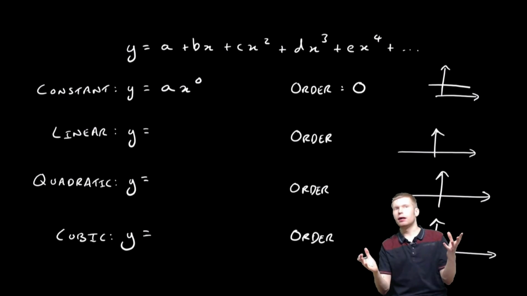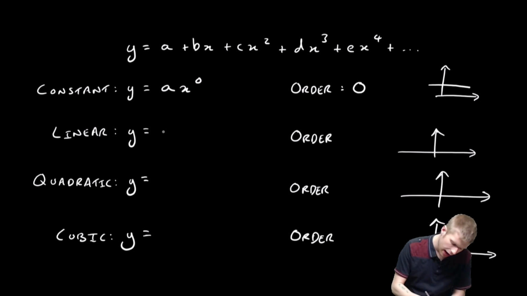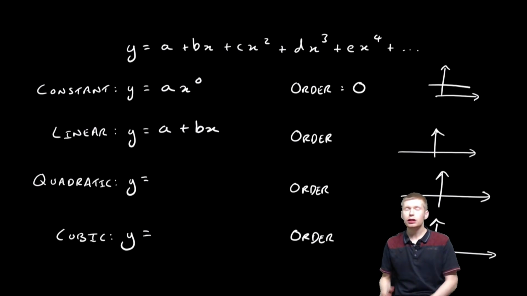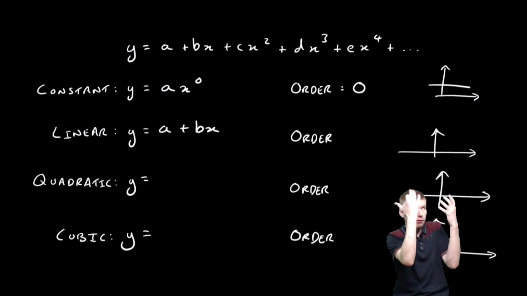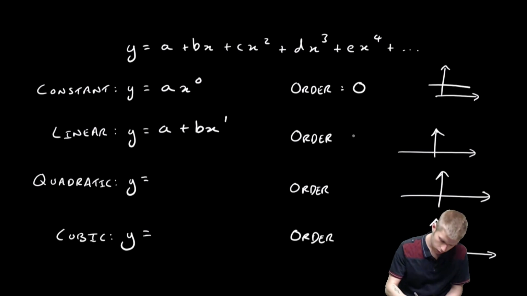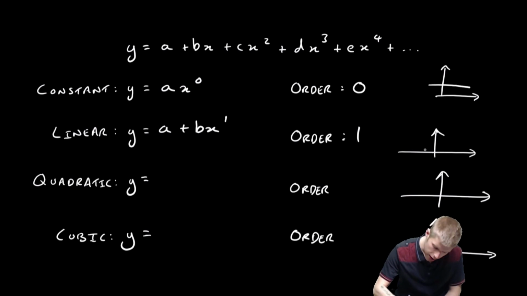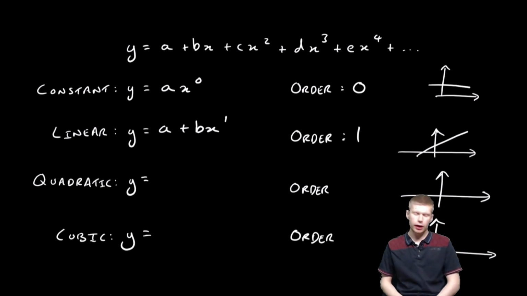A linear, well, that's of the form y equals mx plus c, right? So we can just have a plus bx. In other words, it's just 1x going on in there. So a linear function is just an example of a polynomial of order 1, because we only get as far as the bx term. And that would just be a straight line, something that looks like this.